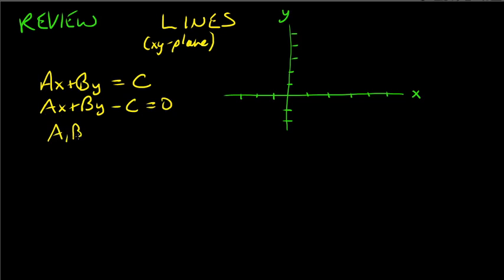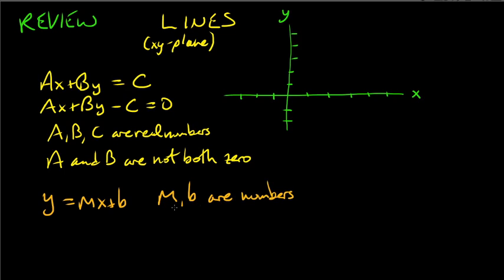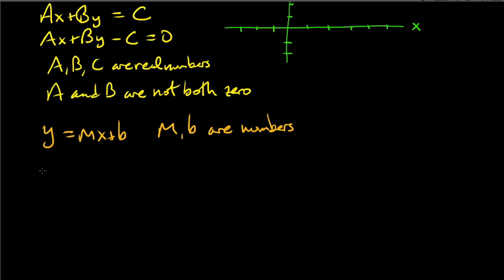So a, b, and c are just real numbers. And one thing you can't have is a and b both be zeros. So a and b are not 0. One of them could be 0, but not both. And the other way is the usual y equals mx plus b. So here m and b are real numbers, and these have a significance, so you probably remember m to be the slope of the line.